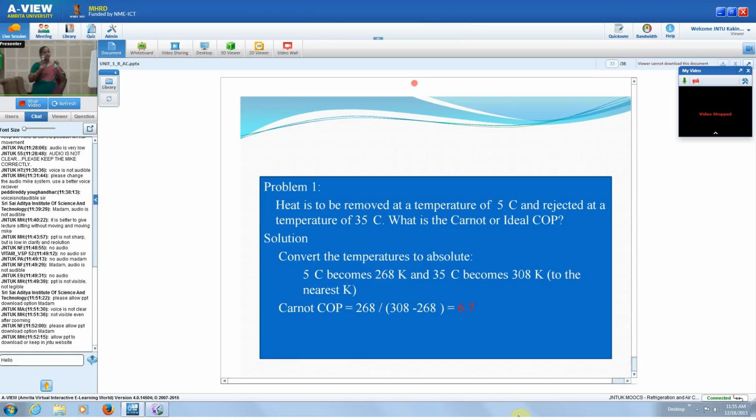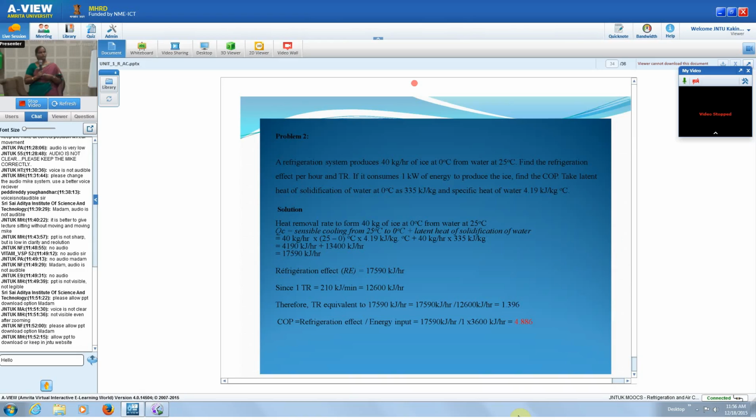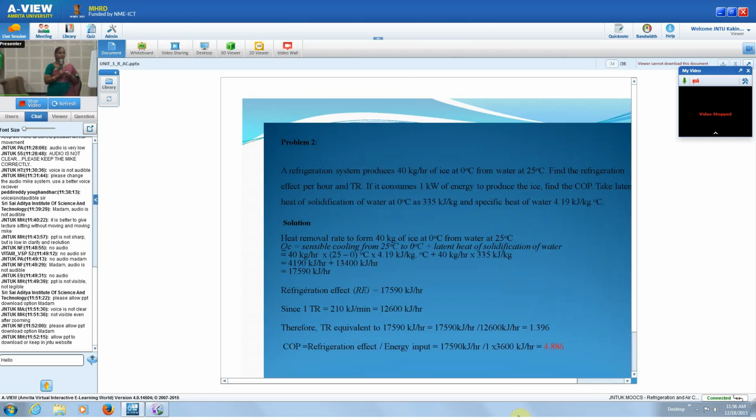So minus 5 is the required temperature, so 273 minus 5, by the difference between the two temperatures, so 35 minus 5. That comes to 6.7. Then you can note down another problem.